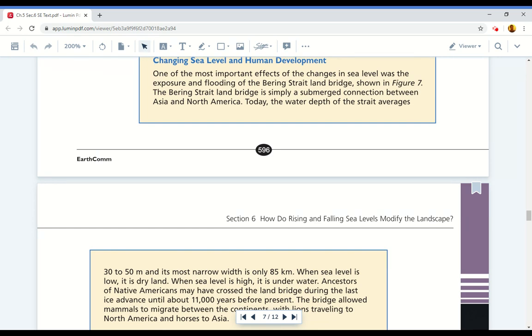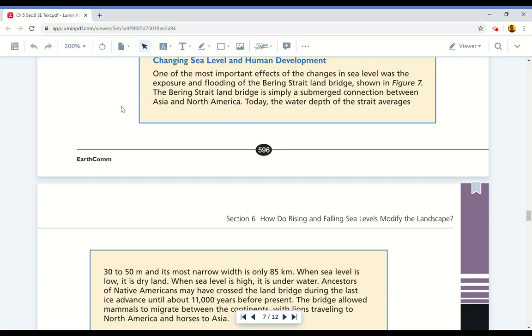Changing sea level and human development. One of the most important effects of the changes in sea level was the exposure and flooding of the Bering Strait land bridge shown in Figure 7. The Bering Strait land bridge is simply a submerged connection between Asia and North America.